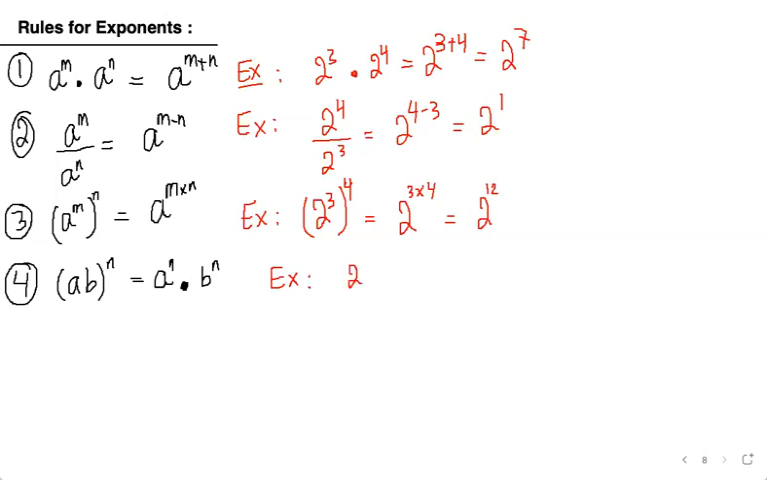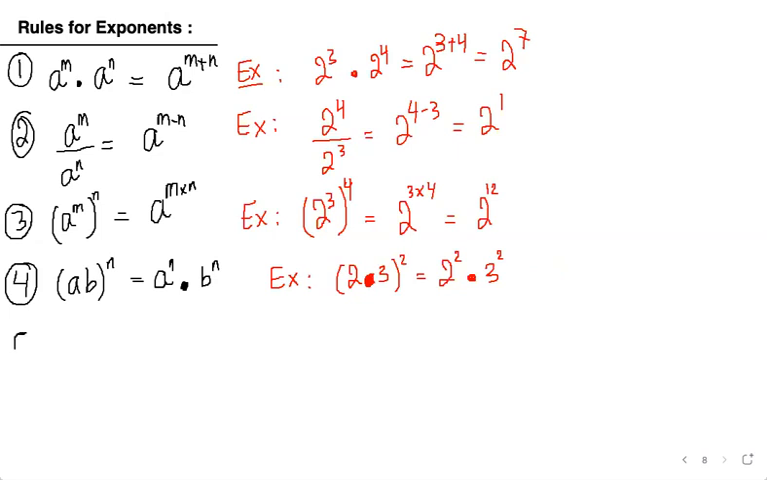2 times 3, everything to the power 2. So I get 2 to the 2 times 3 to the 2. And this gives me 4 times 9, and this is 36. So the 36 is the same as this parentheses. We don't have to get the answer, but I show you here just to show you we can distribute the exponent inside the parentheses. Here it's times.